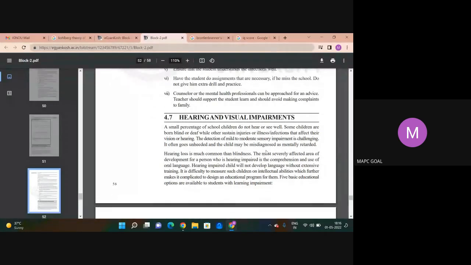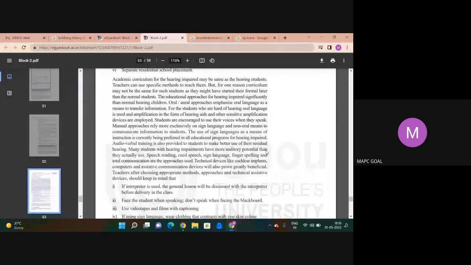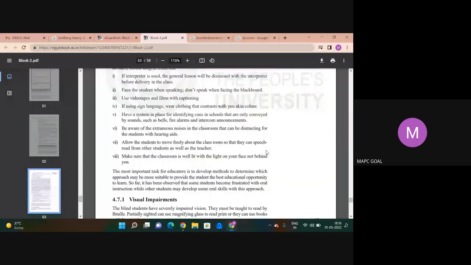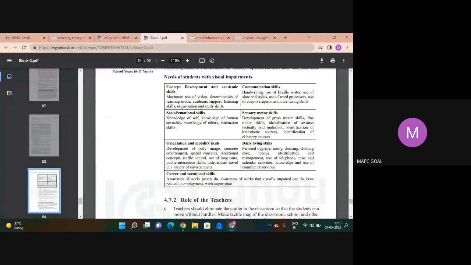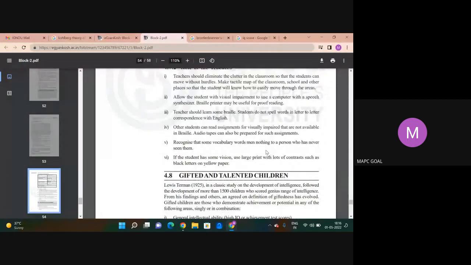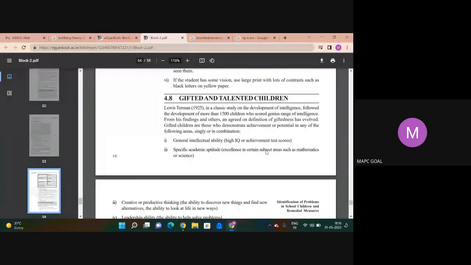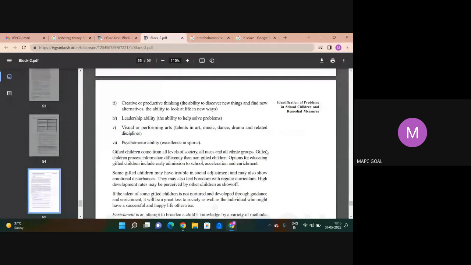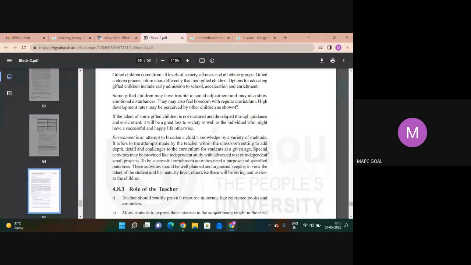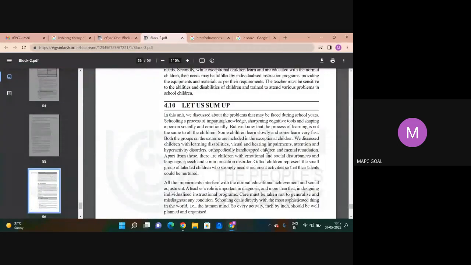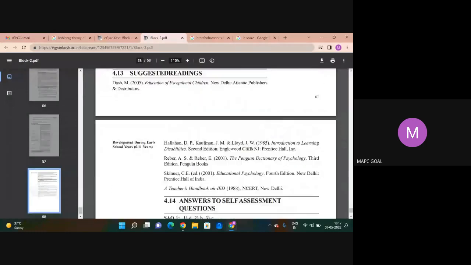Then hearing and visual impairments, a lot of research has been done. Now we do have certain instruments in this area also that are helping children to pursue their education. So this is also one of the parts, and the role of teachers is there that has to be taken care of. Then those who are gifted and talented children, they also have to be looked after by the teachers, and what extra activities could be given to them. So all these are some of the topics that you'll find in block 2.